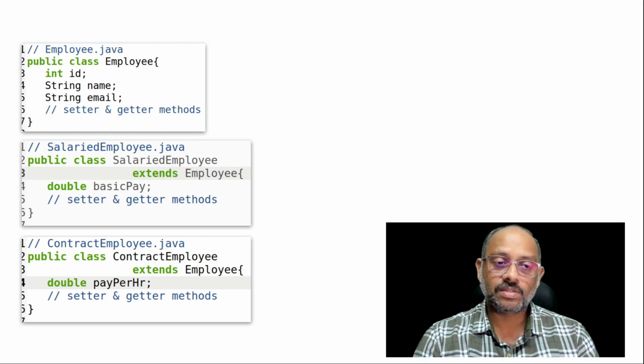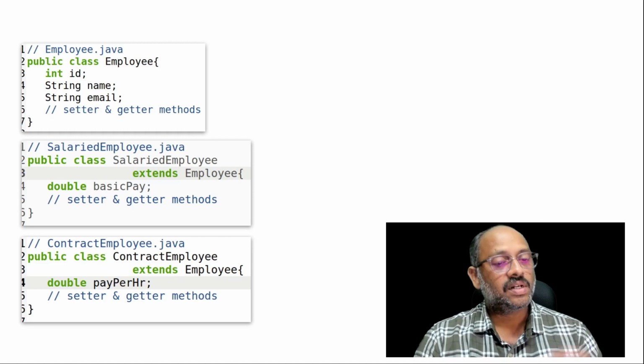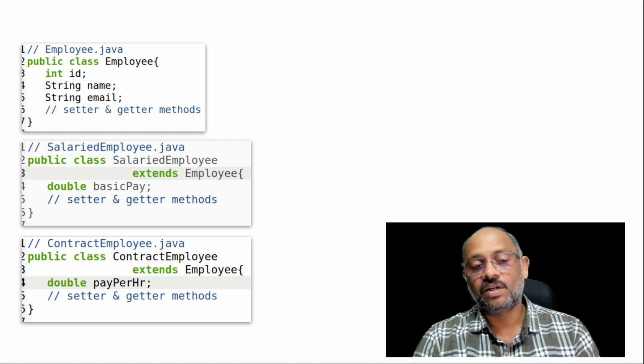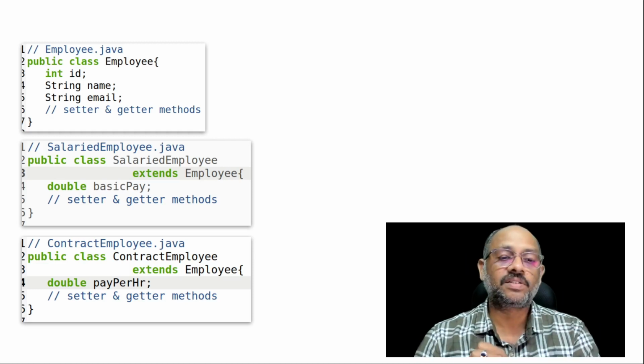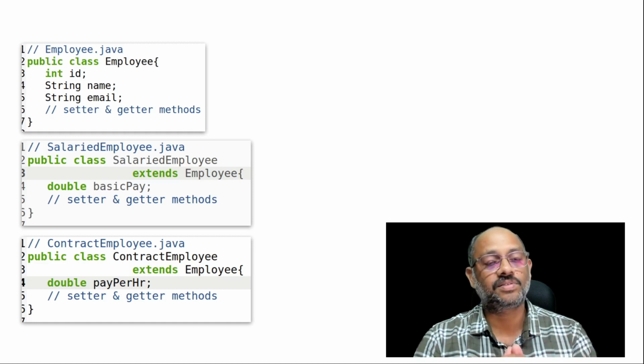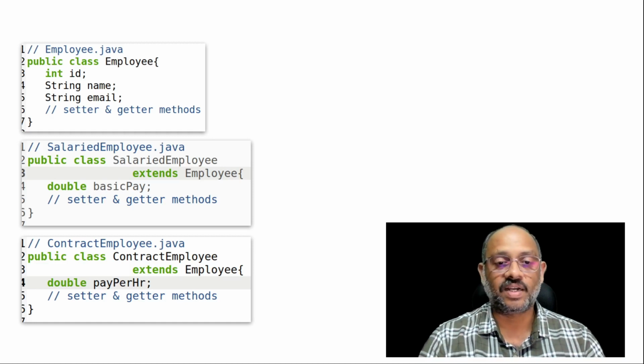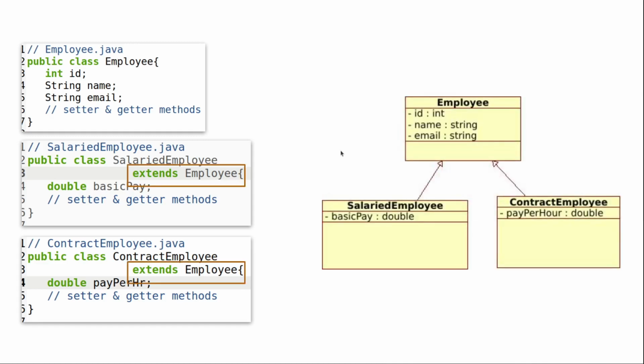Here the thumb rule is: extract the common features across multiple classes and define them in a separate class, and define specific members in the subclasses. So that is the thumb rule for this inheritance hierarchy. This inheritance we can present in the form of a UML diagram. Did you notice here? ID, name, email, these three are members of the superclass, and salaried employee is extending the employee and having its own member basic pay. In the same way, the contract employee has pay per hour.